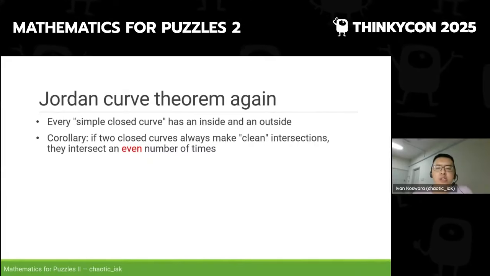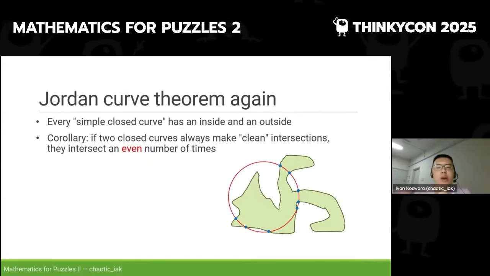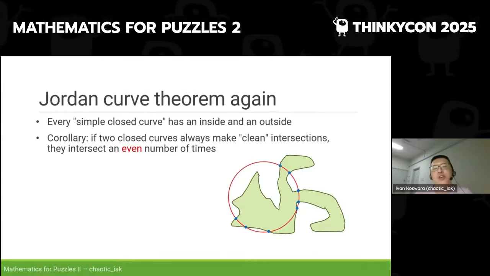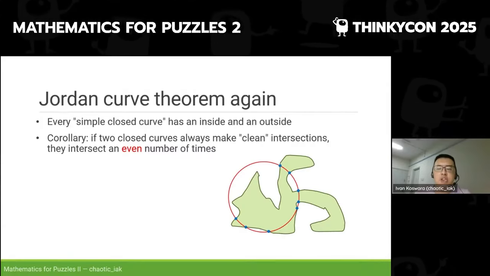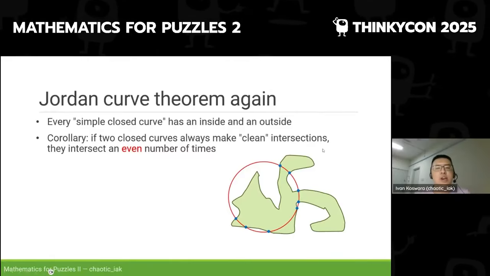So what does this look like? Imagine our two curves from earlier, one nice circle and one very strange curve. Now these two intersect with each other. You can count how many intersections they have, and it turns out there are 8 intersections in this case. This is an even number.